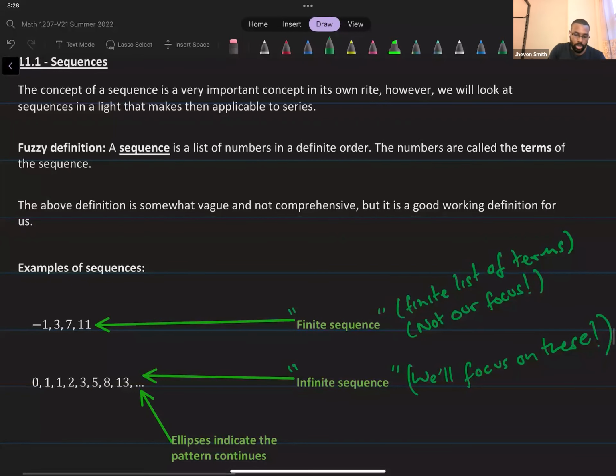Now, ellipses, these 3 little dots right here, just indicate that the pattern continues. If I put ellipses at the end of a list, it means you should assume this list goes on forever. If I just put a period or don't put anything, then you assume the list stops at that point and there's nothing else to really talk about.